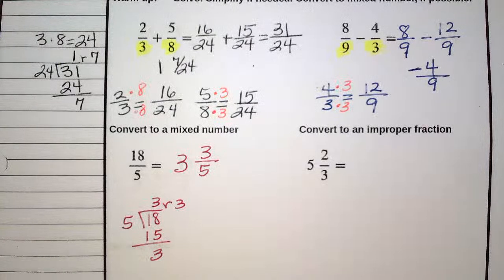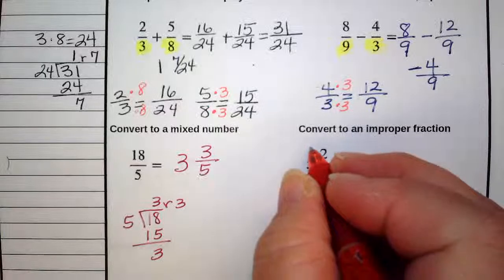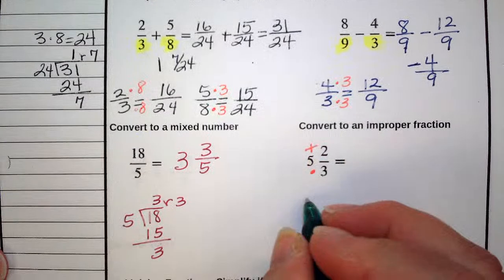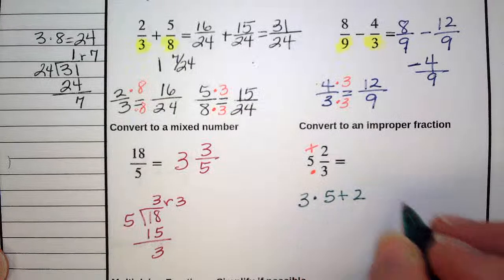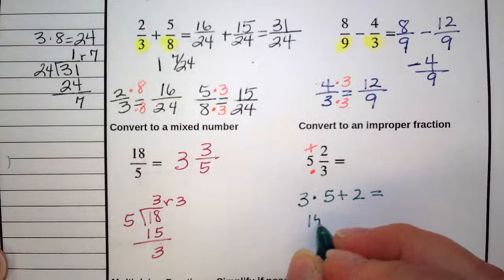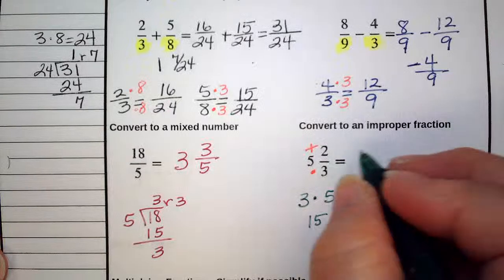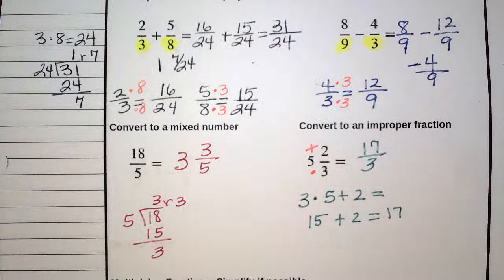To convert to an improper fraction, we multiply and then we add. 3 times 5 plus 2. 3 times 5 is 15, plus 2 is 17. This is 17 over 3, or 17/3.